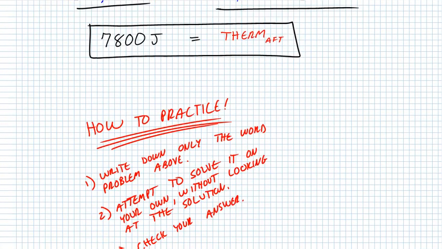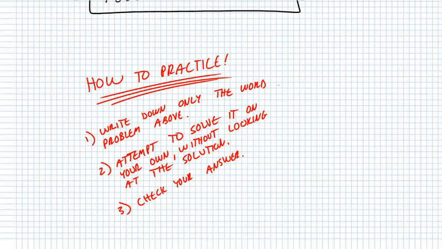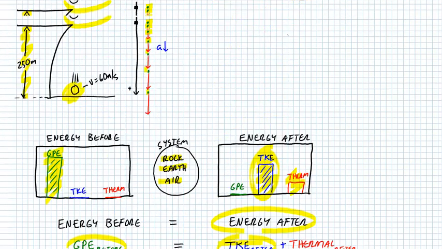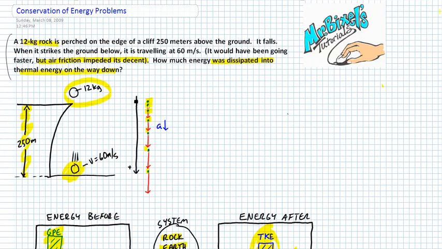How would I suggest you practice? You need to write down only the word problem from above, attempt to solve it on your own without looking at the solutions, and then check your answer. That's it. That's the conservation of energy problem number 1.